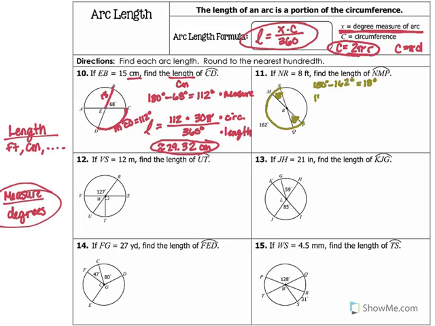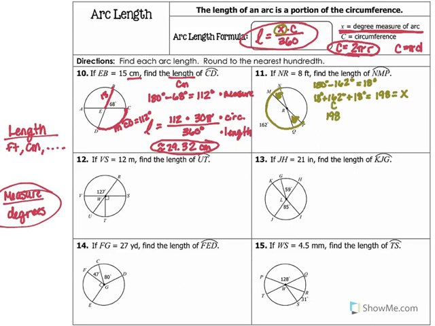So we're going to have 18 plus 162 plus 18. And we get 198. This is our arc measure. So in our equation, this is x. So we already have x up here. So we have 198.